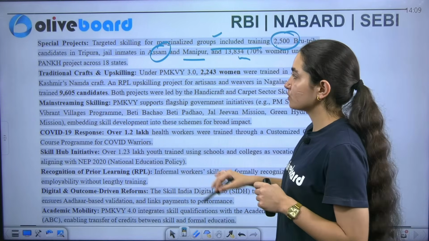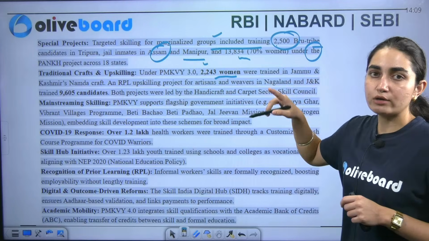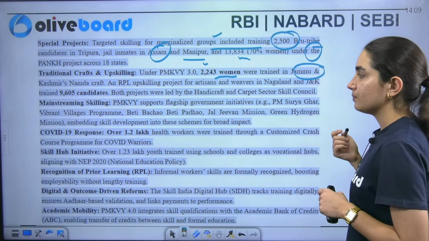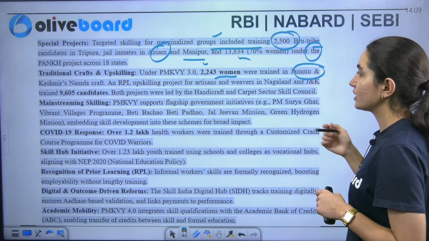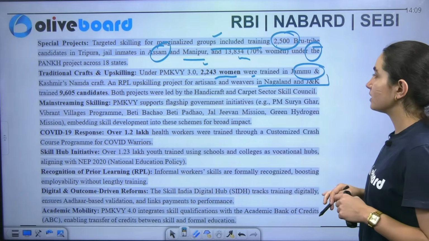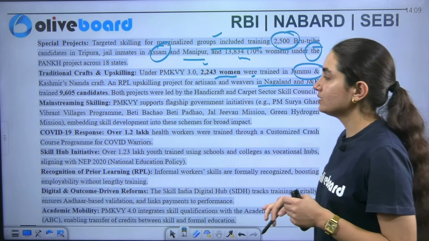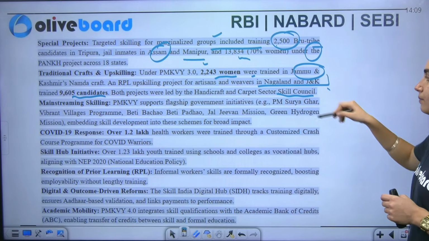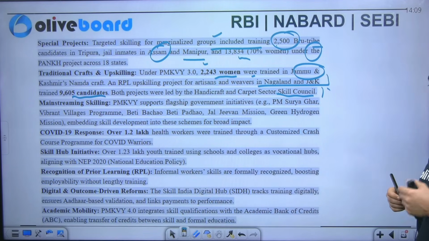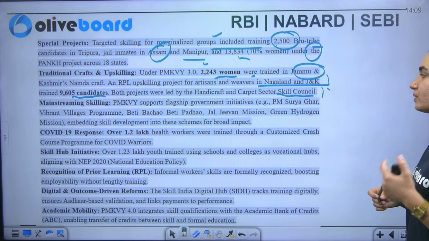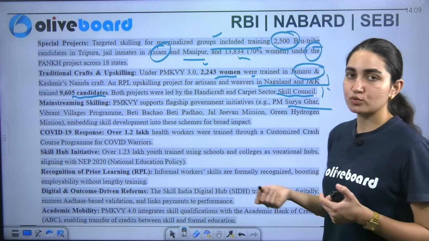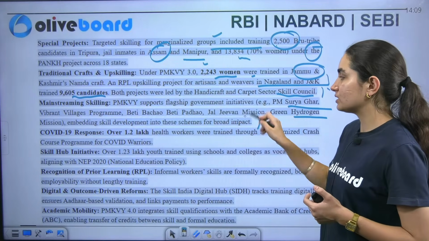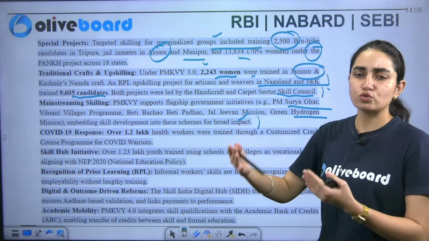Okay, traditional crafts and upskilling. So under 3.0, 2,243 women were trained in Jammu Kashmir Namda craft. This particular RPL upskilling project for artisans and weavers in Nagaland and J&K trade. How many candidates? 9,605 candidates. Both projects were led by the handicraft and the carpet sector skill council. Mainstream skilling is also part of it, which includes flagship initiatives like PM Surya Ghar, Vibrant Village Program, Beti Bachao Beti Padhao Program, Jal Jeevan Mission, Green Hydrogen, embedding skills into these schemes for a broader impact of these many skills, and which leads to development as well.